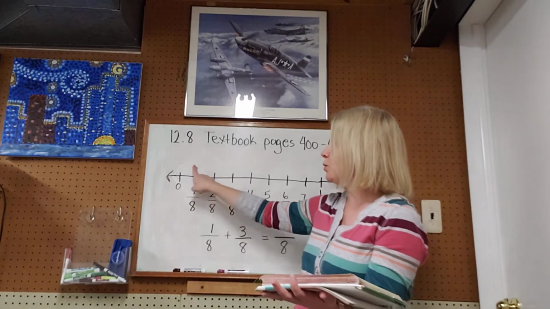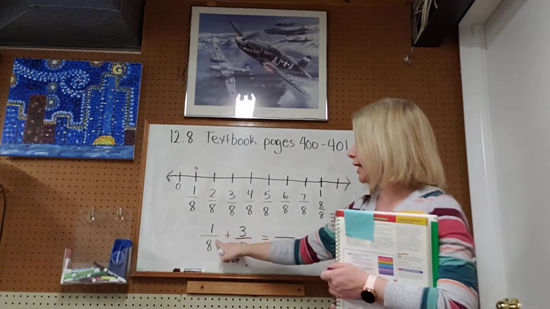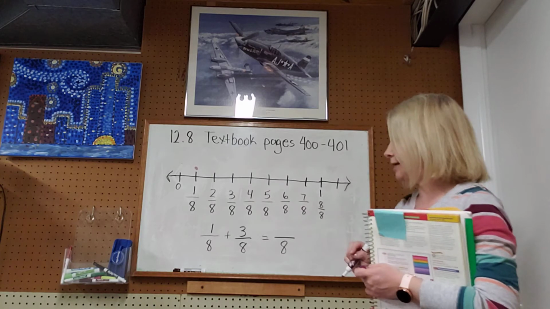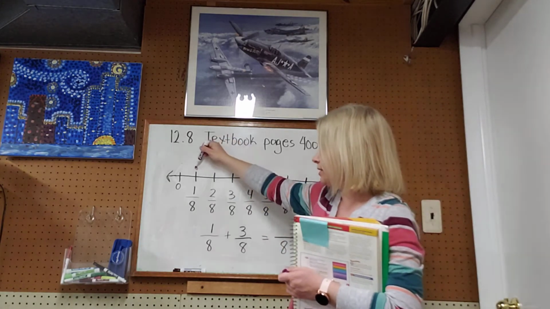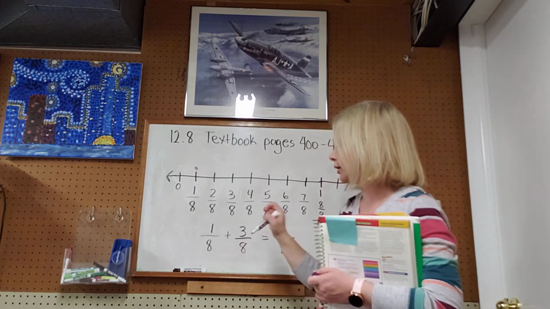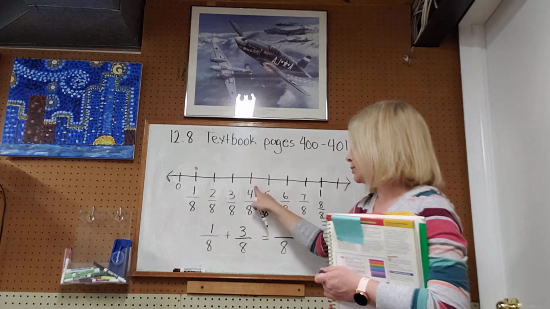So if you start at the 1/8, you can see I put my dot there. My number line is cut up into 8 pieces, and I'm starting at 1/8. Then I'm going to add 3/8 more. So this would be 1 more 8, this would be 1 more 8, and this would be 1 more 8.